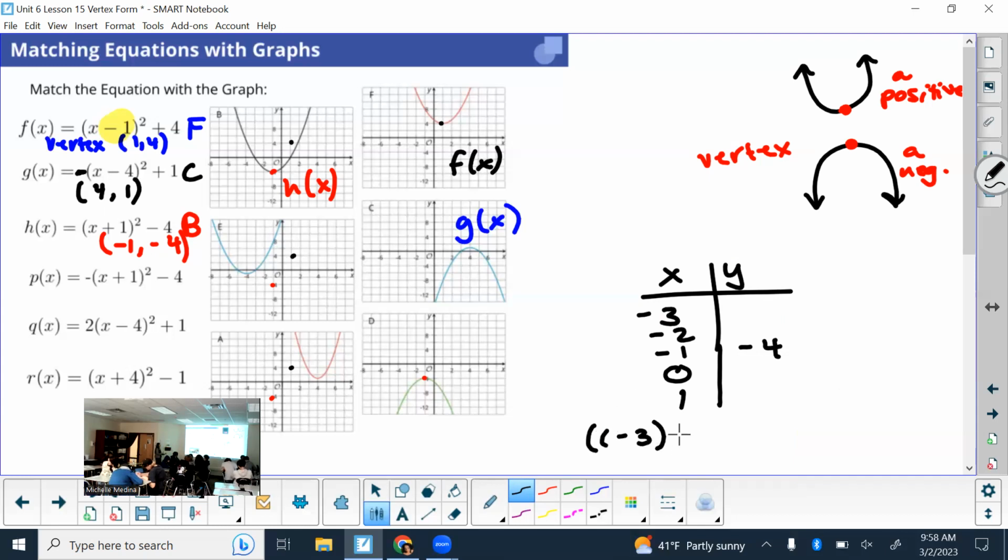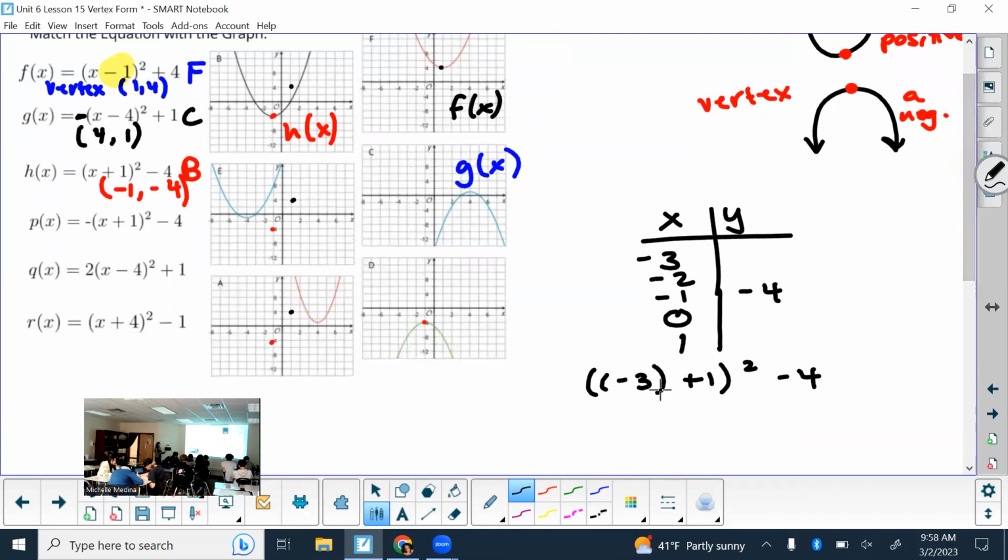anytime you plug stuff in, put it in parentheses. You could put all of this in your calculator and get the Y value. I think it's easy enough to do, so I'll just do it real quick. What's -3 plus 1? What's -2 squared? Not negative, you should never square something and get a negative. And then what's 4 minus 4? 0. And if you're doing it right, they should start to mirror each other.